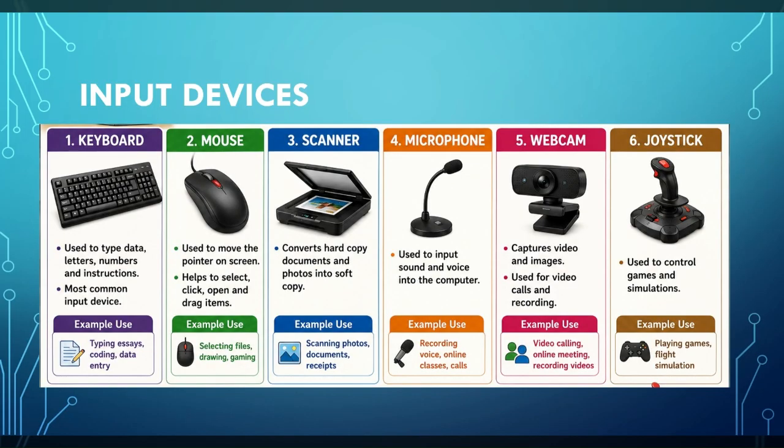Next, we will see each and every example of this for more clarity. First, we have input devices. So first is keyboard. See, keyboard is used to enter data into the computer. We type with the help of the keyboard. We can give any letter, number, instructions, type essays, do coding, do data entry, anything. So that's why keyboard comes under input devices.